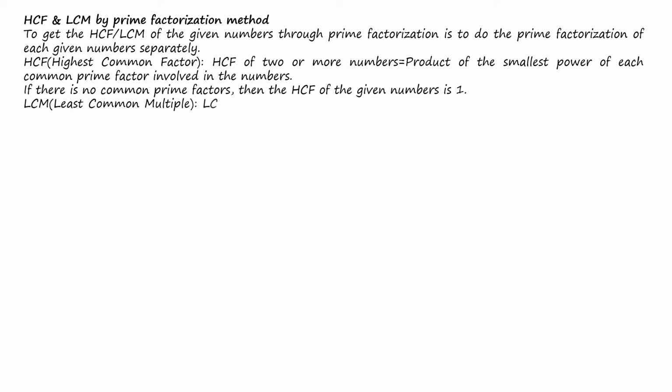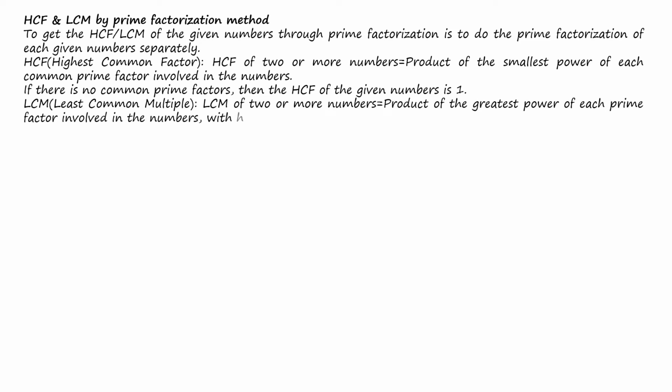Now the LCM, or least common multiple, of two or more numbers is nothing but the product of the greatest power of each prime factor involved in the numbers. Let's see some examples. Find the HCF and LCM of 612 and 1314.